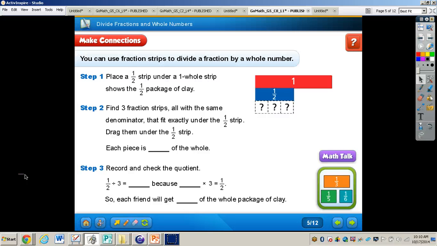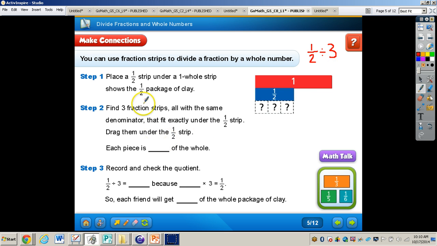So what we want to do is place a half strip under a 1 whole strip to show the half package of clay. And why are we doing that? Because we are taking 1/2 and we're going to divide it. So this is our division problem, by 3.